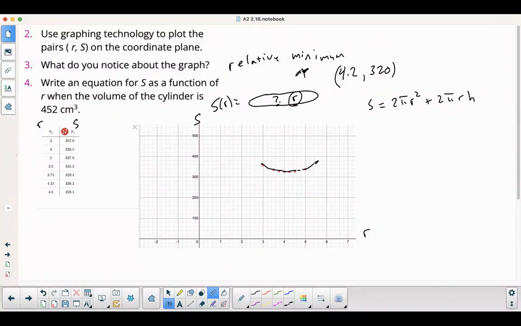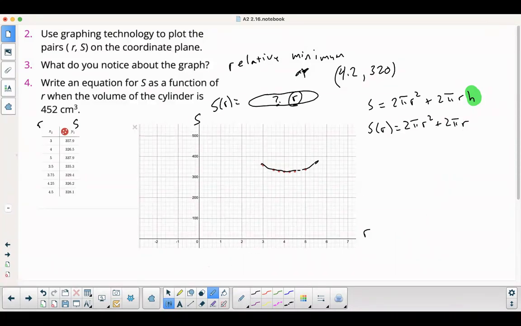So the problem is this h in here has got to go, all right? h cannot be in our equation. So let's rewrite it as S of r this time. 2 pi r squared plus 2 pi r.